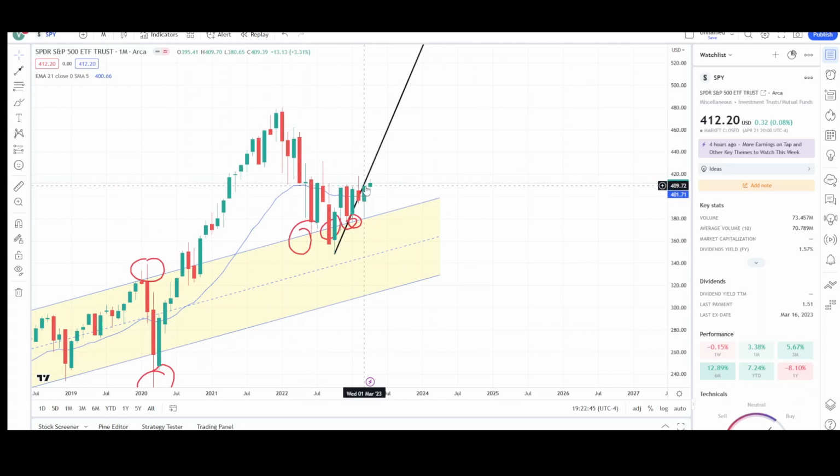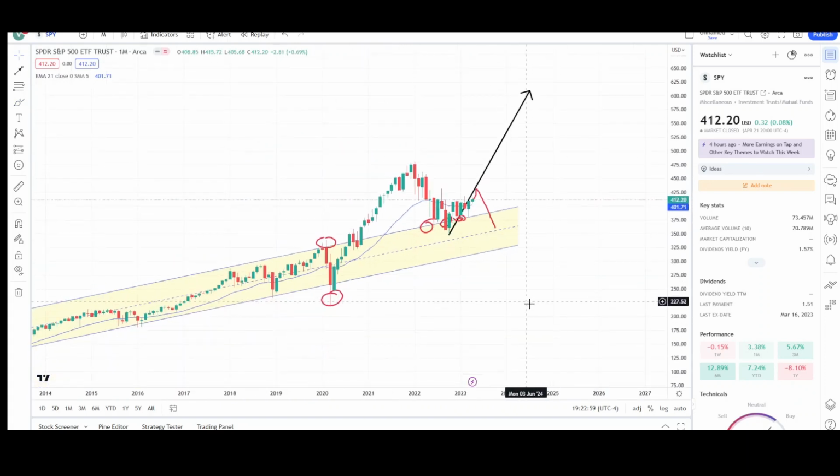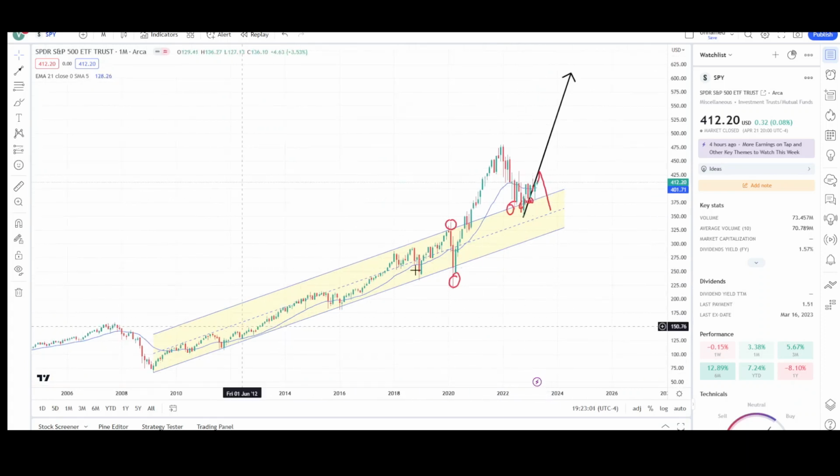And right now it looks like it's breaking up, but most breakouts will fail. So maybe we just break out a little bit more, and then we start seeing the collapse occur. So we'll have to wait and see. But as of now, if prices start taking off, if it gets above 430s, 440s, then we've got to look at something else.